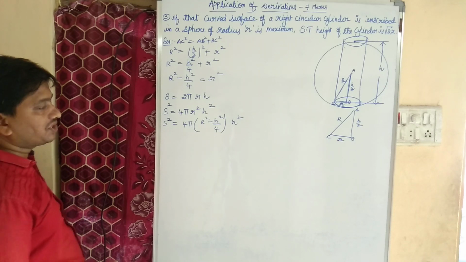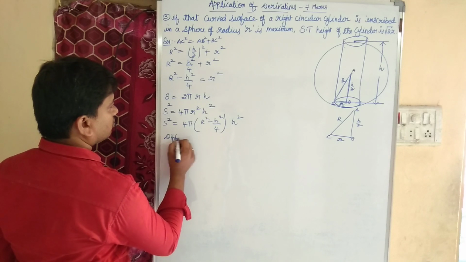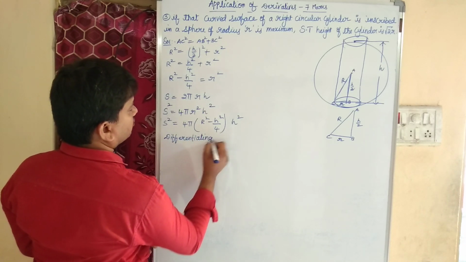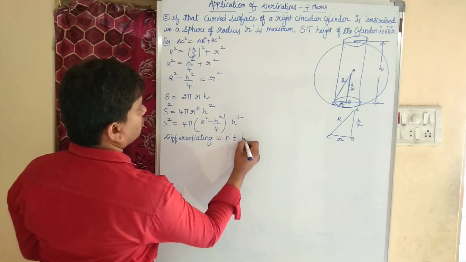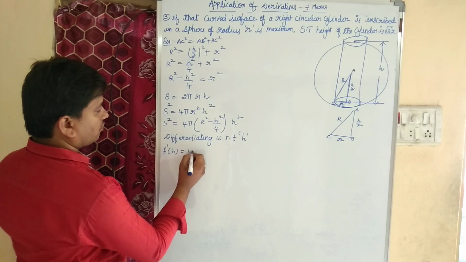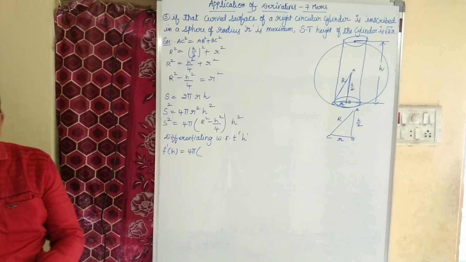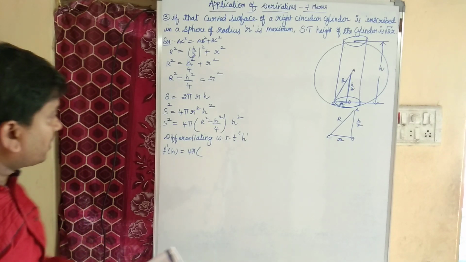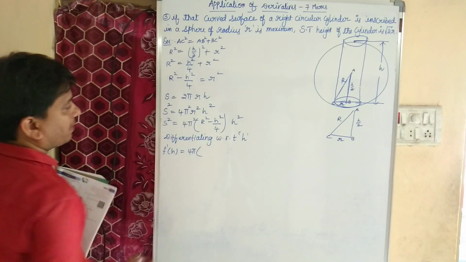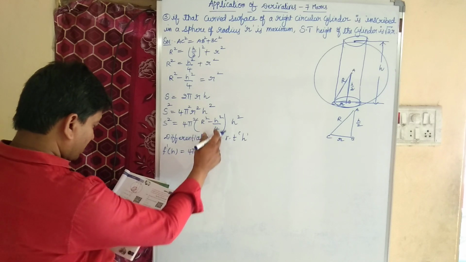Now let us differentiate with respect to h here. So this is called f dash of h. 4 pi square is constant. So here 4 pi square into capital R square minus h square by 4.